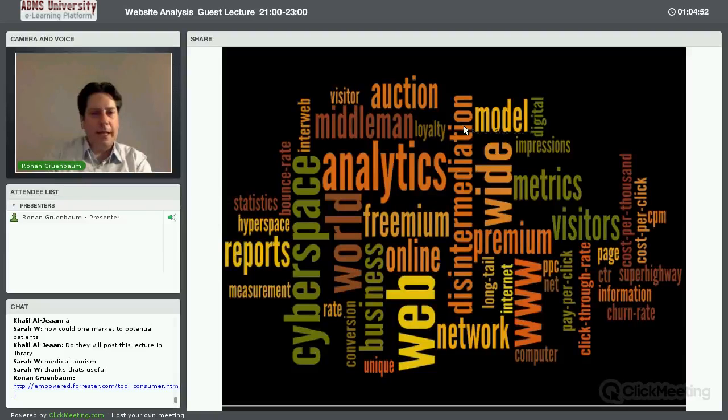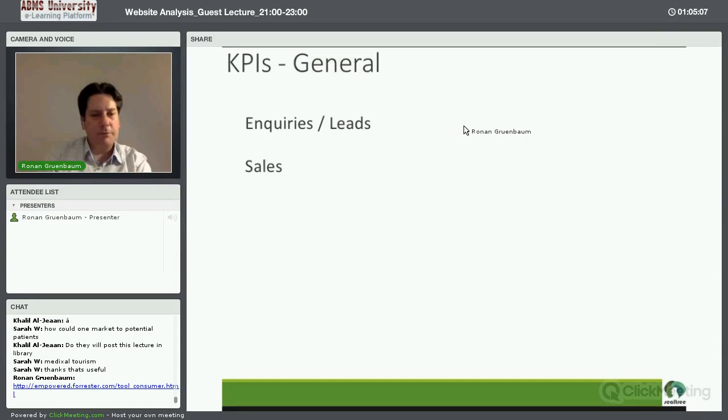First of all, let's look at the KPIs again. So we want, for example, in a general organization, we might have the key performance indicator would be how many inquiries or leads do we have, how many sales, what's our online revenue or our market share, or our return on investment. So these are very typical KPIs. But for online, you might have unique visitors, for example.